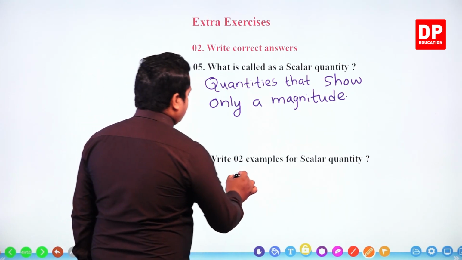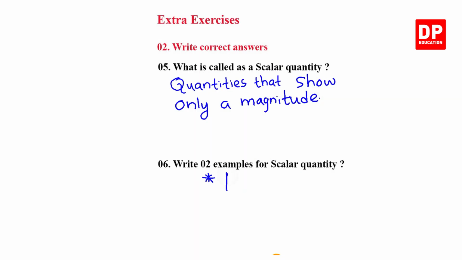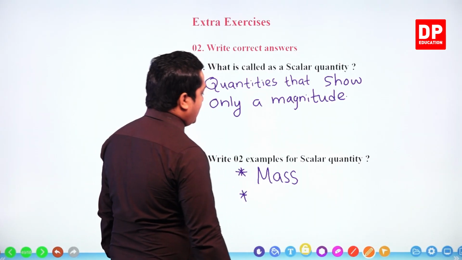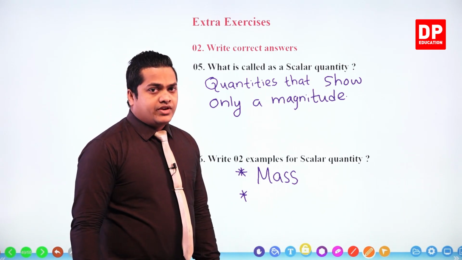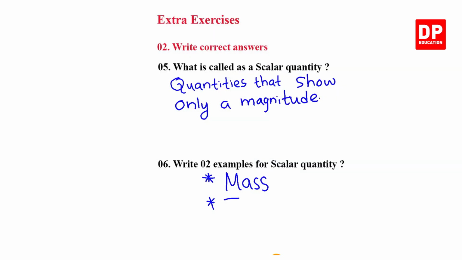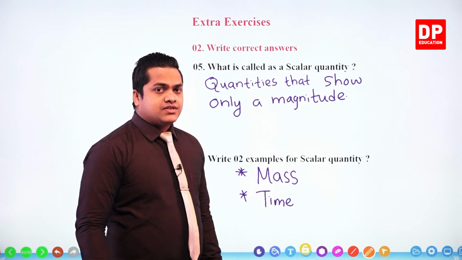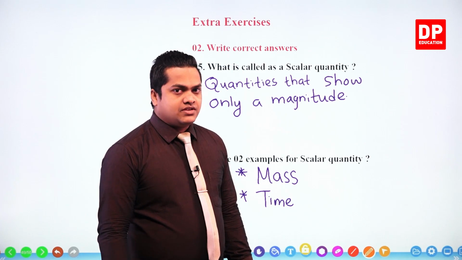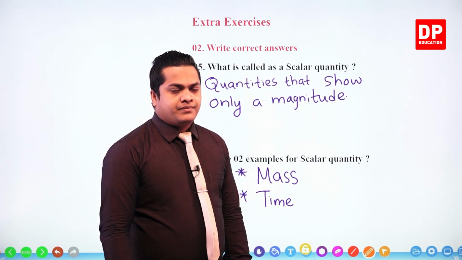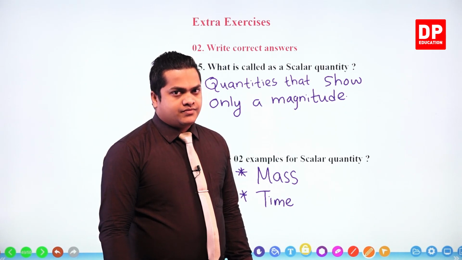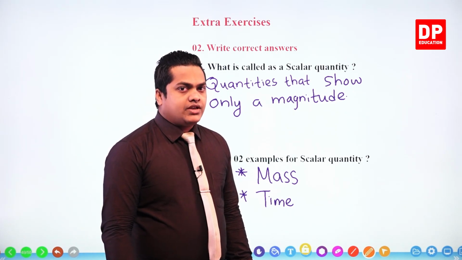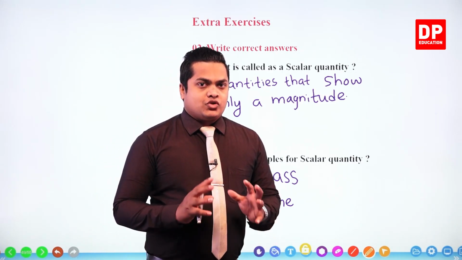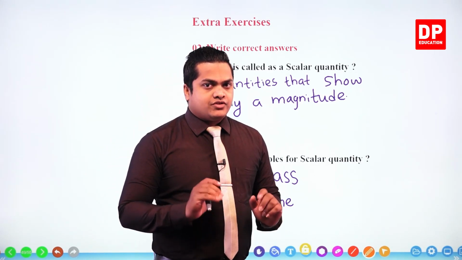Next one, write two examples for scalar quantity. Two examples. Mass. You know that mass is reflecting a count, a number of particles contained within an object. So therefore, it is a scalar quantity. Then time. Time is also a scalar quantity because it is reflecting just a magnitude like 3 seconds, 5 seconds, 12 hours, and so on. But it doesn't show any kind of direction. So it's also a type of scalar quantity.